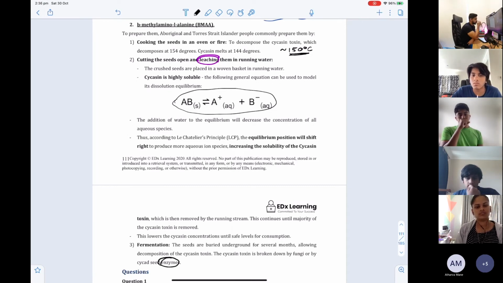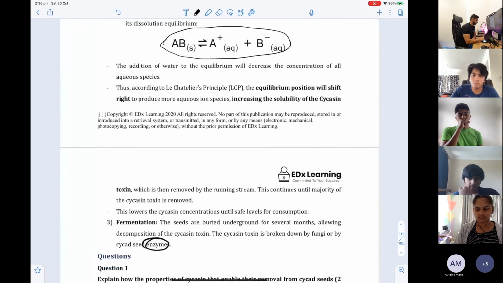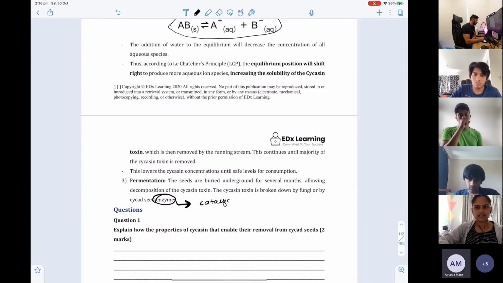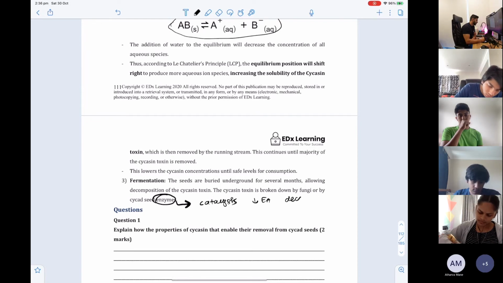So it's got a high solubility, about 50 grams per liter. It's got a lower temperature, so it can be heated to denature the toxins, and finally fermentation. If it was a huge long response, what would you mention for enzymes? What are they? Catalysts. Which lower the activation energy for decomposition reactions, right? Do you see how we're linking this back to chemistry? That's what you need to get good at.